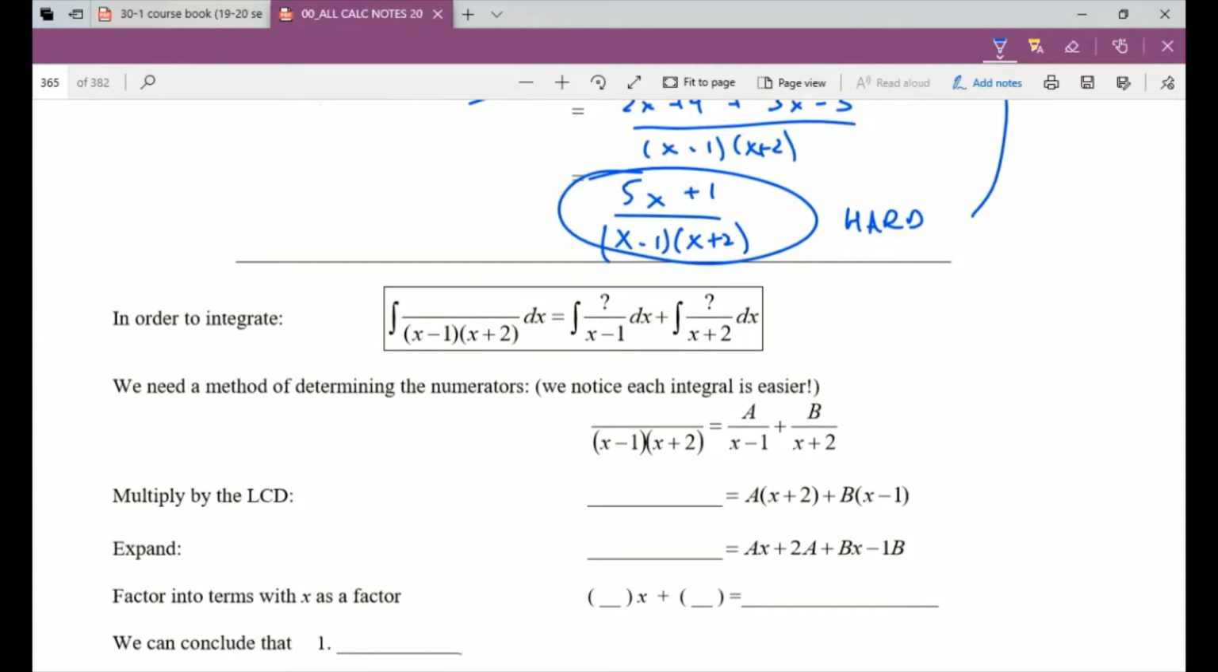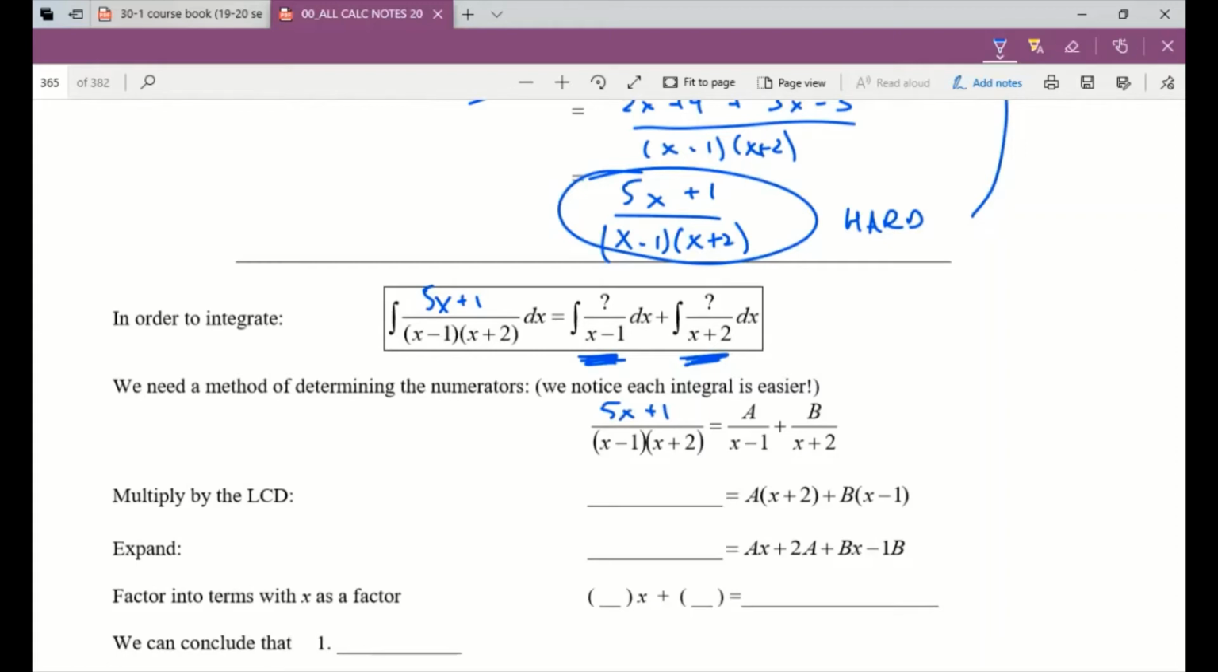So in this case, we've got an integral of some numerator divided by x minus 1, x plus 2. We want it to be equal to an integration of some numerator over x minus 1 plus another numerator over x plus 2. We want to break it apart into these things. So in this case, if we have the integral of 5x plus 1 over x minus 1, x plus 2.